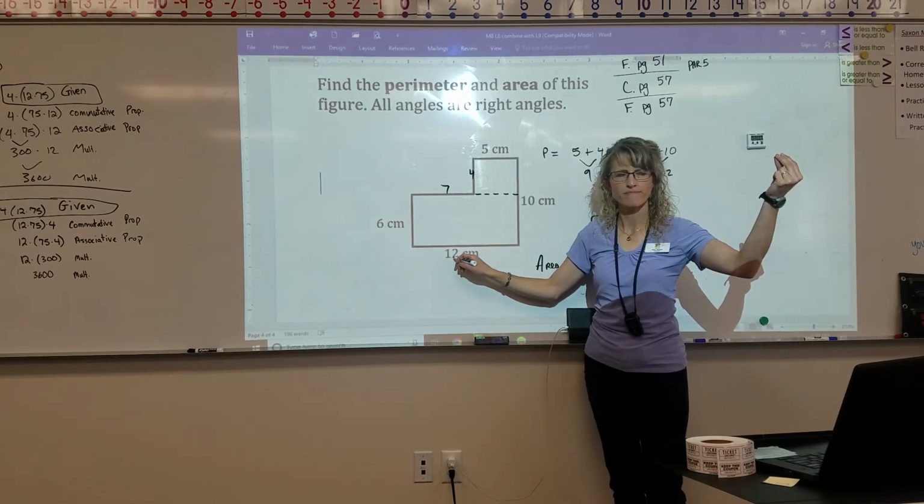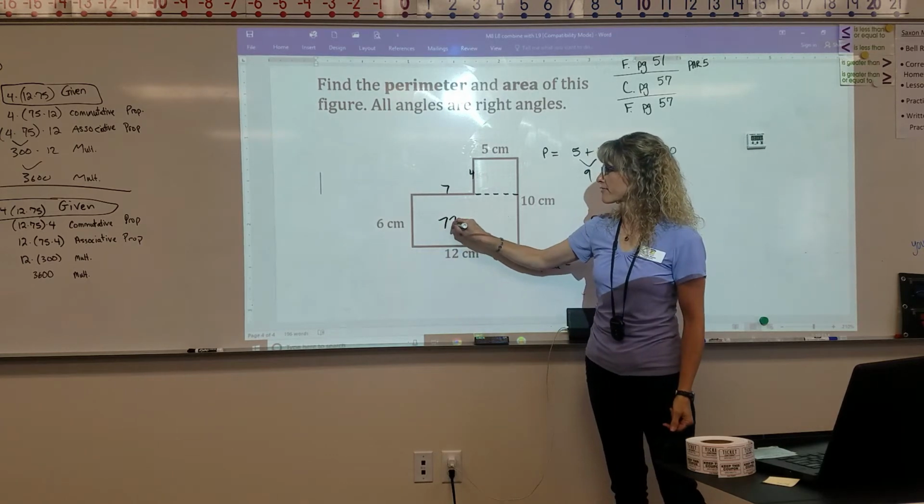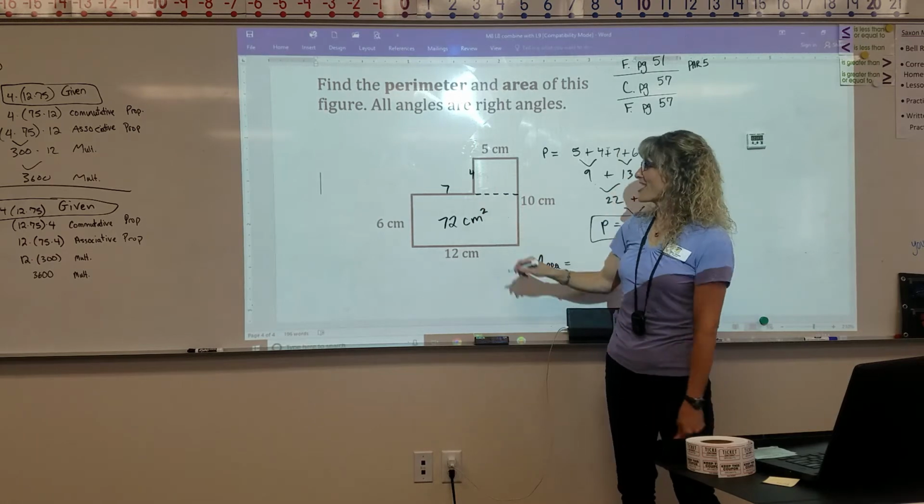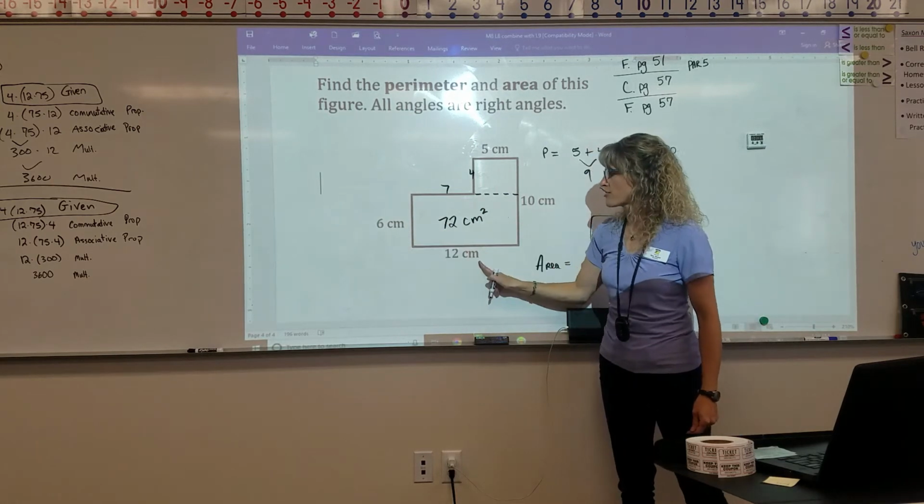Yes. Ready? 72. Awesome. What are my units? Get ready? Centimeters squared. Because it's area, it's two dimensions. Centimeters times centimeters, centimeters squared.